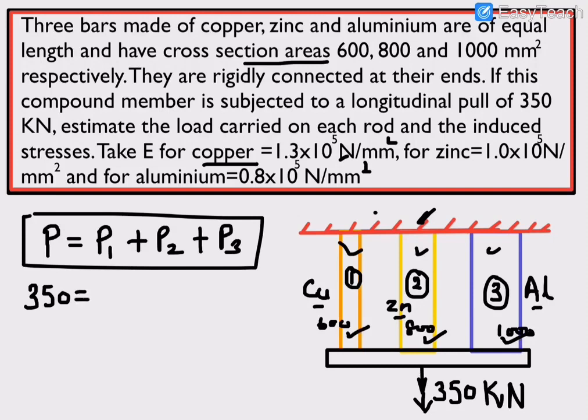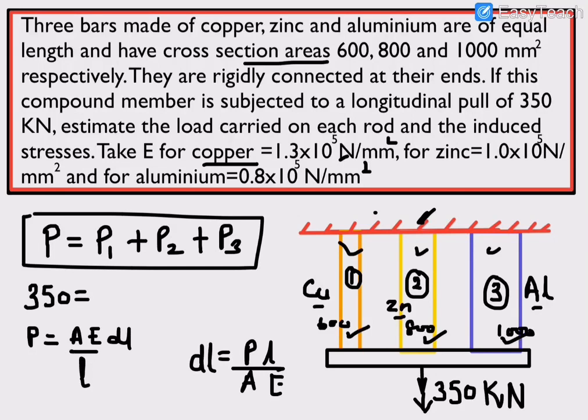Now, as we know, the formula is dl equal to PL upon AE. This is the simplest format to learn this formula, where dl is the change in length, P is the load acting on the rod, L is the original length, A is the area and E is Young's modulus. Now we will apply the same for each rod so that we can calculate the value of P. So P is equal to A E dl upon L.